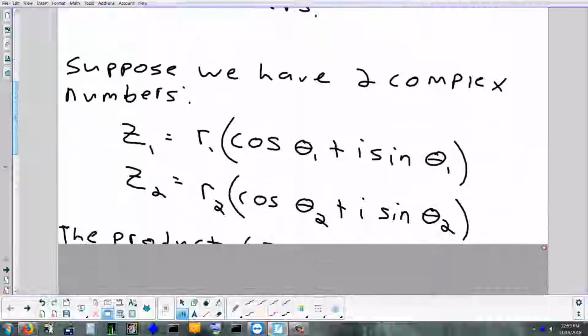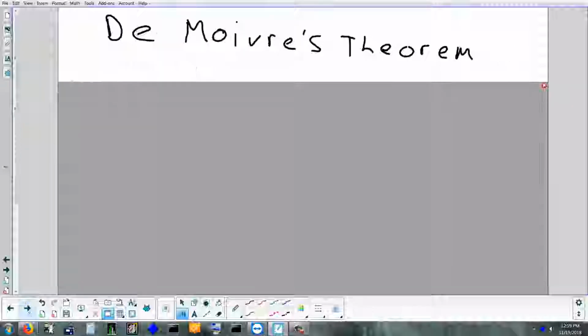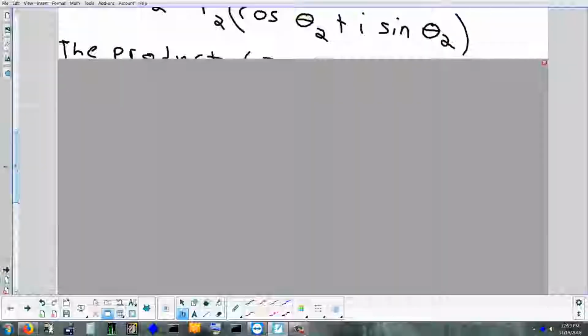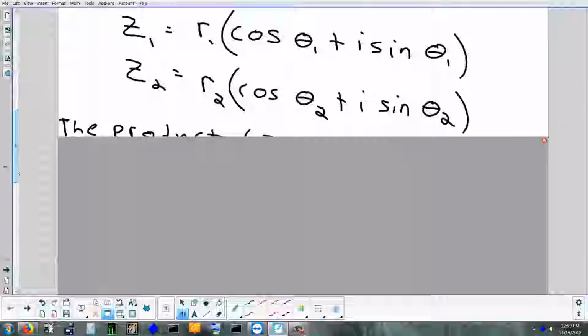In an actual example, r1 and theta1, r2 and theta2, those would all be numbers. Well, I have an example further down, I'll just show you after. So we have two complex numbers, I'm just calling them z1 and z2. Each one of them has their own radius. Each one of them has their own angle. And again, you will be given what those are.